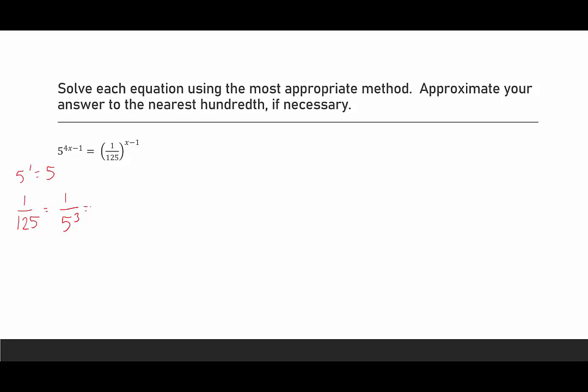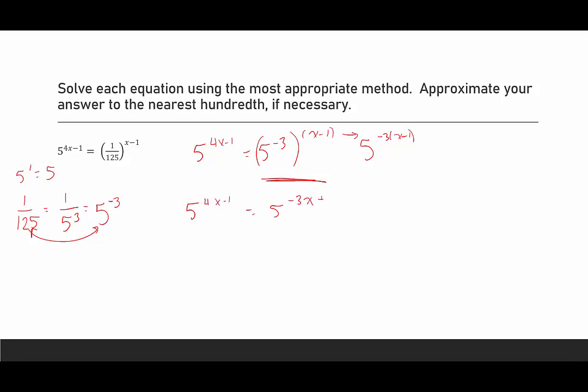How do I get 5 cubed out of the denominator? I would take the exponent and make it negative. So these are equal. It is possible that we can use the one-to-one property again. I don't even need to change the 5, that's 5 to the 4x minus 1 equals 5 to the negative 3 to the x minus 1. Now here on this side, I have power to a power, so remember what we do is we multiply the powers. This does require using the distributive property because basically it's 5 to the negative 3 times x minus 1. So this side stays the same. Over here we would end up with negative 3x plus 3.